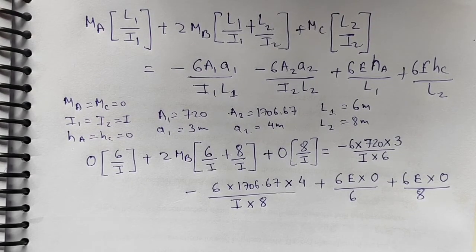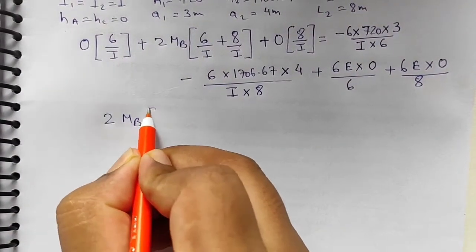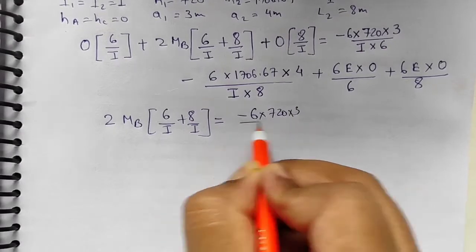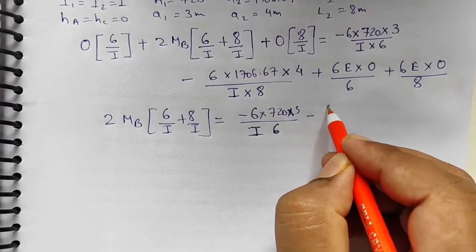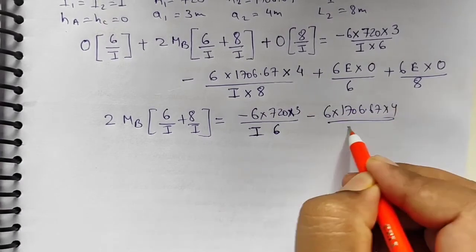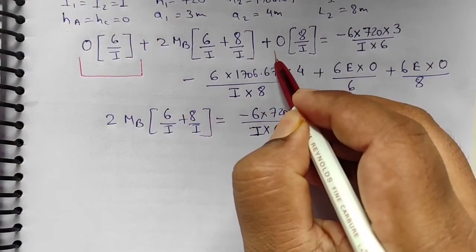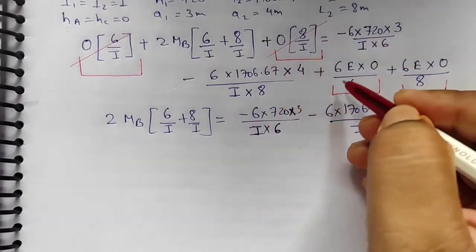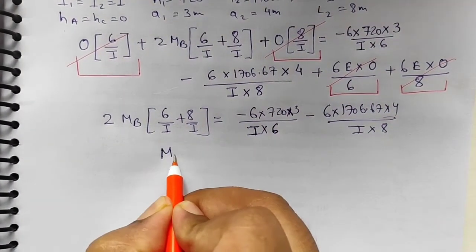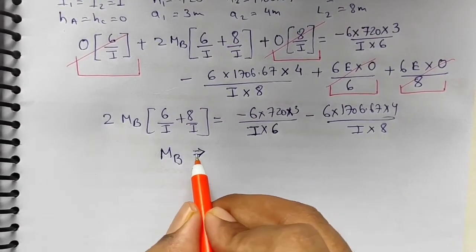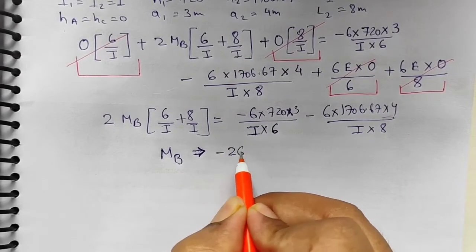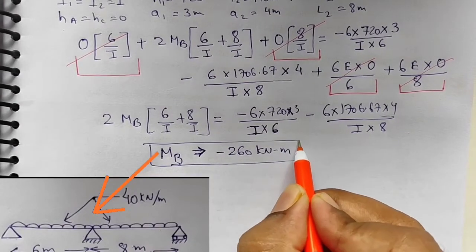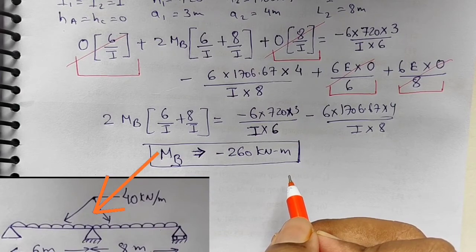So after simplification I'll get 2 MB (6 upon I plus 8 upon I) equals minus 6 into 720 into 3 upon I into 6, again minus 6 into 1706.67 multiplied by 4 upon I into 8. The rest of this part of the equation will be equal to 0, as it is multiplied by 0. So by simple mathematics or cross multiplication, I will finally get the value of MB as 260 kilonewton meter. So this is the required moment at the support B, which I had to find using the three moment equation.